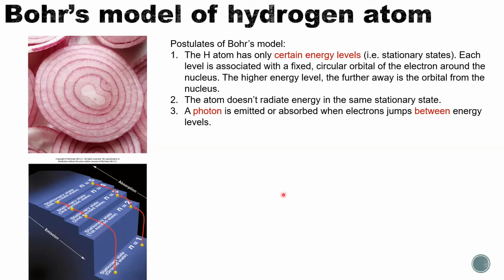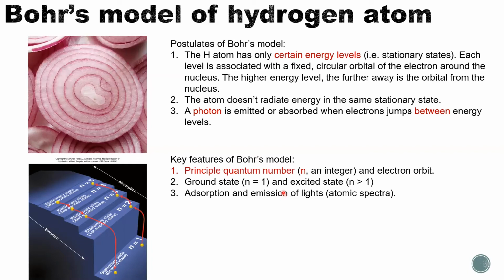Okay, so some key features of Bohr's model. First, the principal quantum number, n, is just an integer, and relates to the electron orbit. There is a principal quantum number n that corresponds to which energy level you are in. n equals 1, 2, 3, 4, 5, to as many numbers as you want. The larger the principal quantum number, the further away the electron orbit is from the nucleus. And that's really only related to the electron orbit.